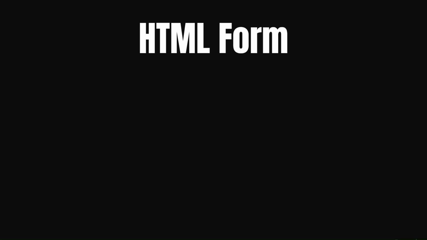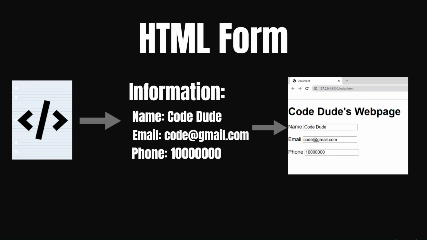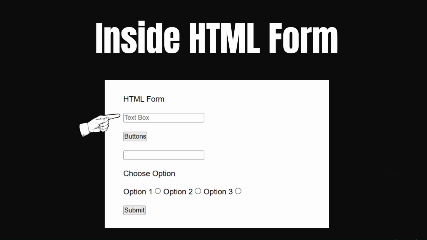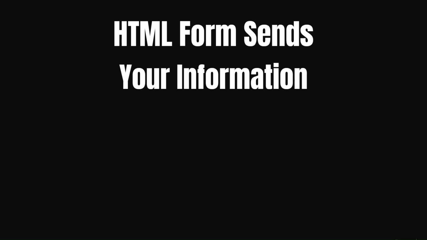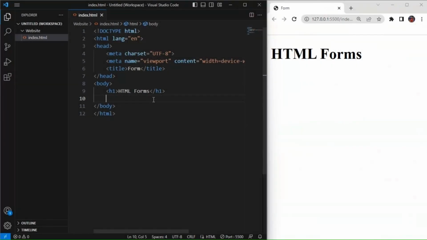An HTML form is like a digital paper that lets you type and send information to a web page. It has boxes, buttons, and other things where you can write or choose whatever you want to share, and once you have done, you can click a button and that's gonna send the information to a backend language such as JavaScript or PHP. So to add a form in HTML, we have to use the form tag.